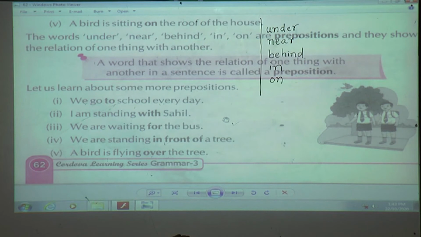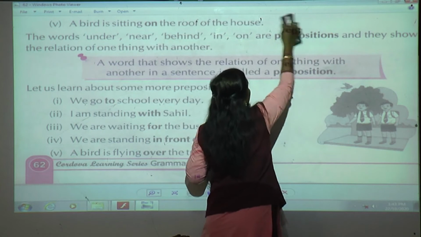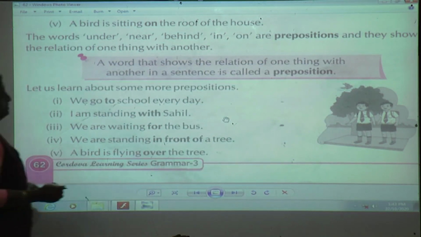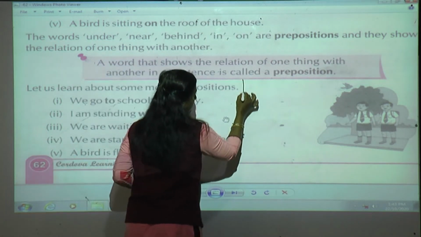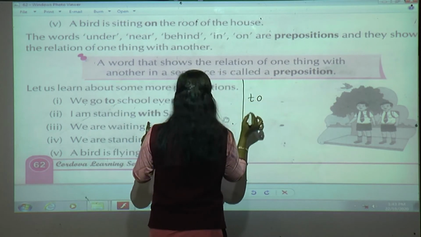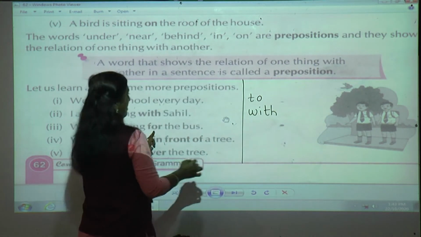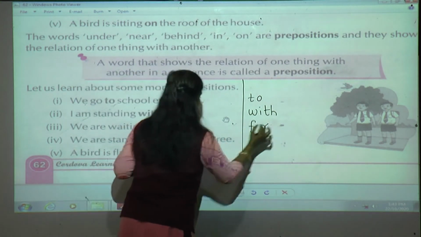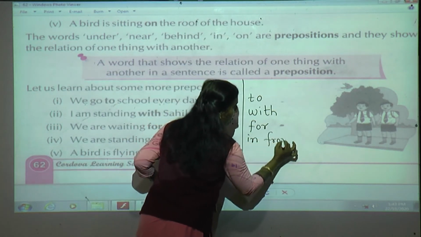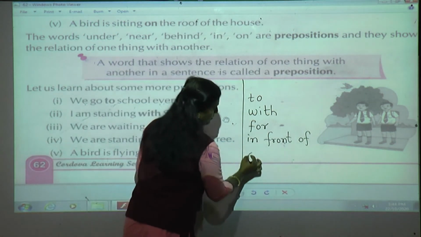Next, here, what are you going to do? Same thing, draw one line and you can write the 5 prepositions which are there in this sentence. Make a line over here and then write. What is that? T-O, to. Next, W-I-T-H, with. F-O-R, for. In front of, and the last is over.